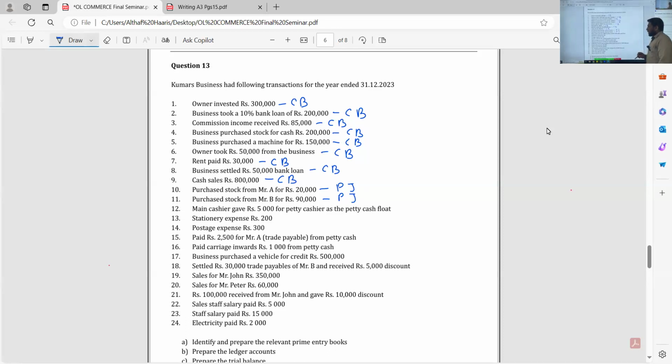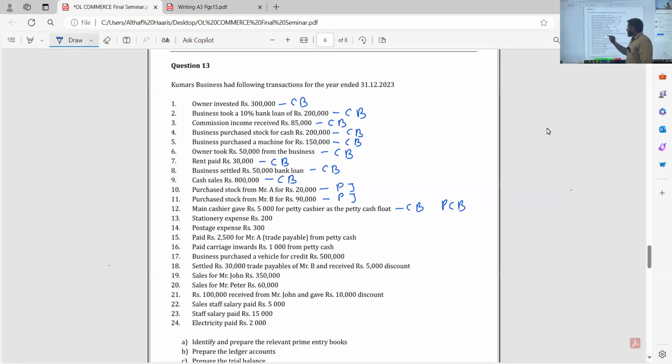And next one. The main cashier gave rupees 5,000 to the petty cashier as the petty cash float. Float, tell me another name, people, as you have studied in your syllabus. Tell me another name for float. That is what we call petty cash imprest. So this is something connected with two books, people. One is the cash book, because the main cashier is giving to the petty cashier. So it is connected with the petty cash book also.